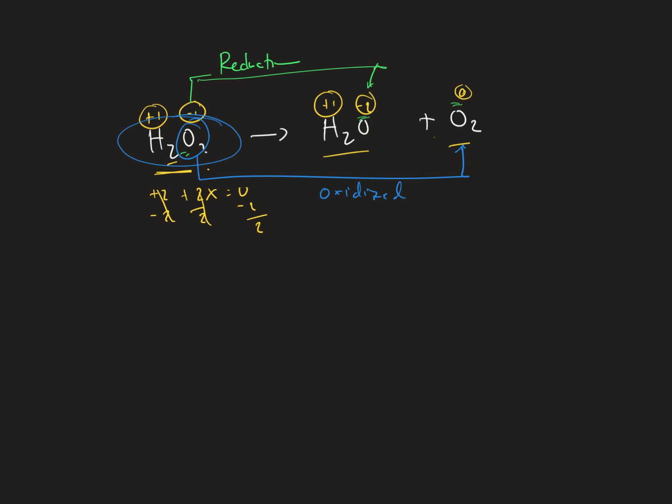What's the easiest way to tell if it's an oxidation reduction reaction? If it's not, what type of reaction? Double replacement reaction. It's the easiest way. But then you still have to check, right? Because sometimes it's not an oxidation reduction either. Okay?